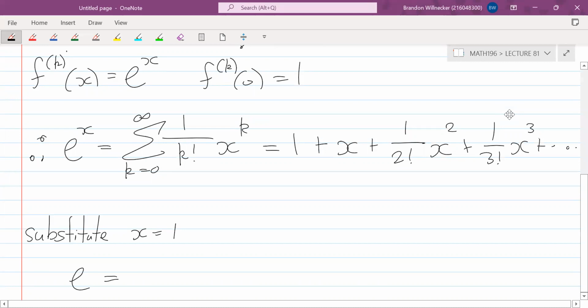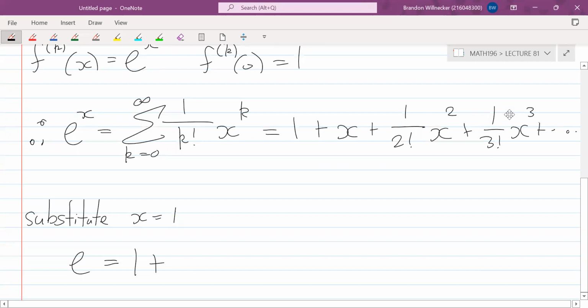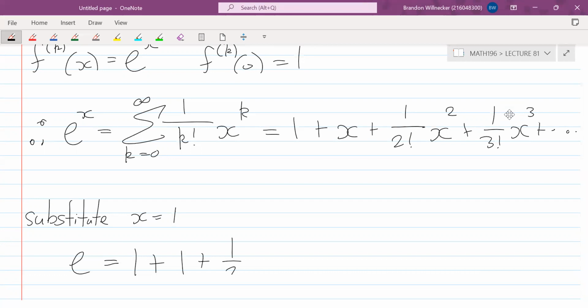So that's just Euler's number. And the right-hand side becomes 1 plus 1 plus a half plus 1 over 3 factorial plus 1 over 4 factorial plus and so on. So just by substituting this value of x, we see that this Euler's number e can be written as an infinite series. So this infinite series converges to that number there.